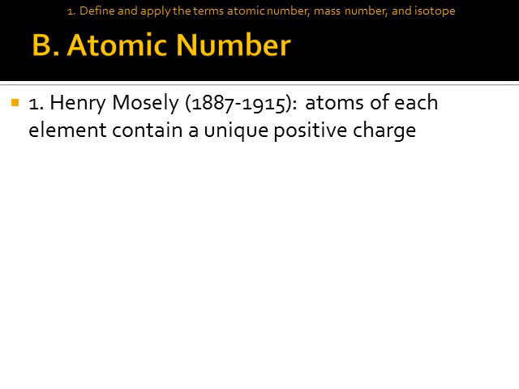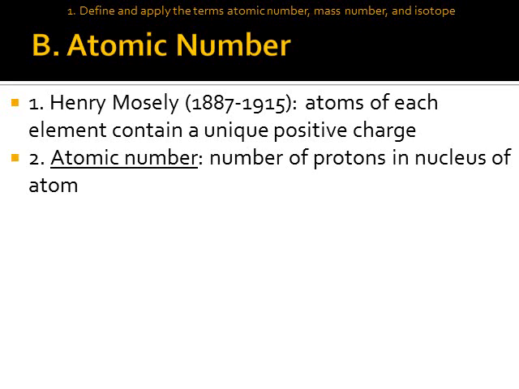Let's talk about atomic number. There was an English scientist by the name of Henry Moseley, and he lived in the years you can see here, between 1887 and 1915. That's not something that you need to remember. I just put it on there for your reference. What he recognized was that atoms of each element contain a unique positive charge. This led to the discovery of atomic numbers, which we know now is the number of protons in the nucleus of an atom. What Moseley essentially discovered was that every element has a different number of protons.